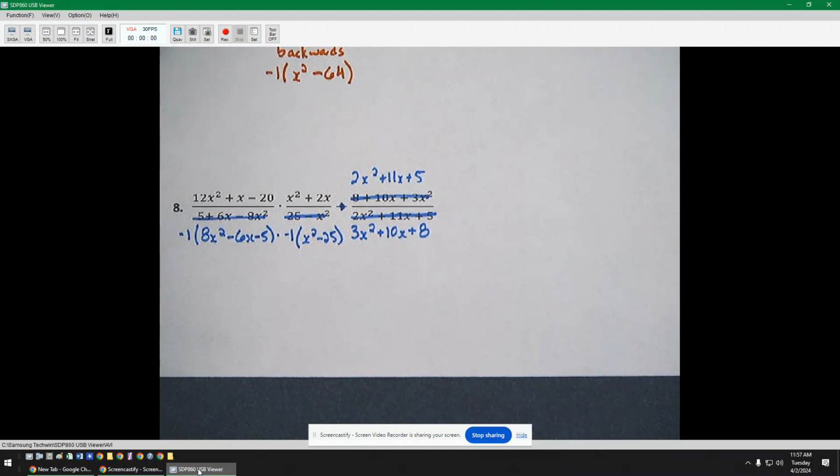Now from here, I'm going to look. I've got everything in the right order, quote unquote. Those negatives are going to cancel out. I'll deal with that later. If you want to get rid of them right now, you can. A negative times a negative is a positive, but like I said, we'll deal with that later.